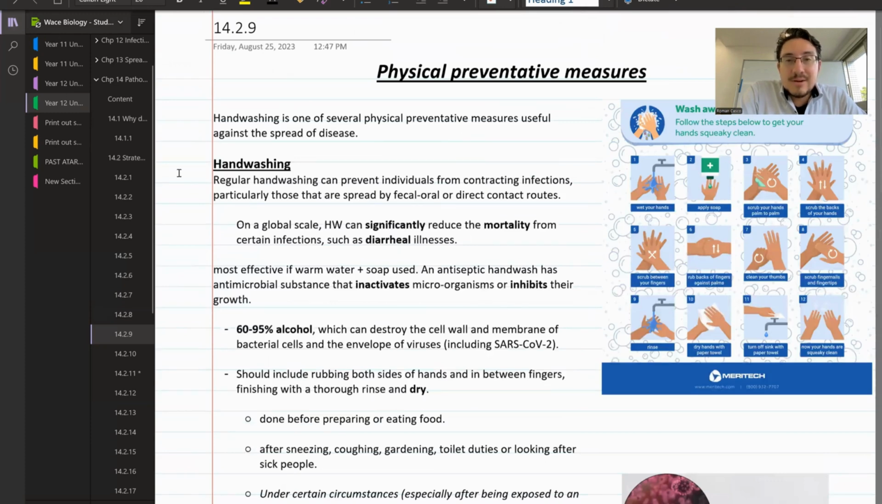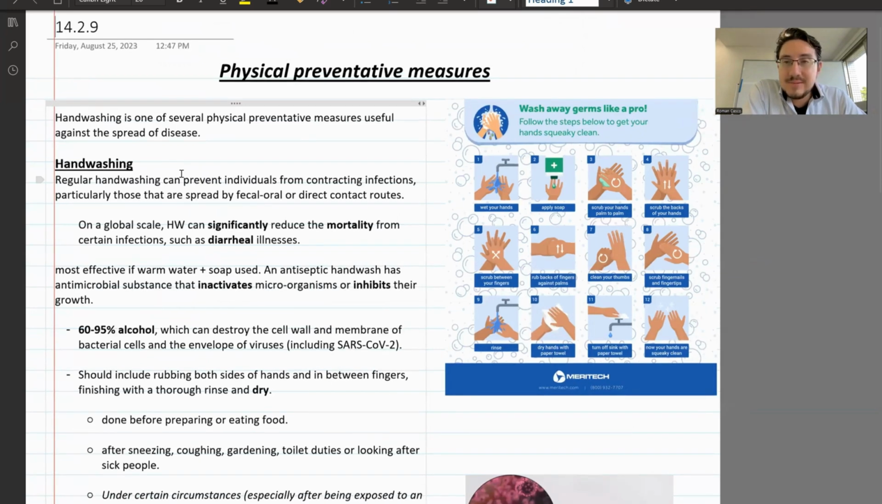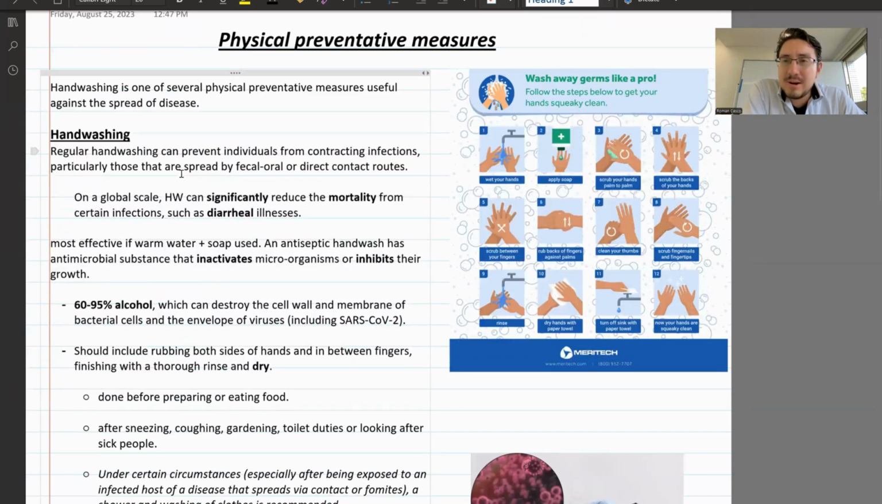So, number one, hand washing. Always wash your hands, guys, after you eat, after touching any surface, or periodically. It's just good to wash your hands. It's one of the more useful measures against the spread of disease. If you have your hands dirty, you put soap. Soap has antibacterial properties that can destroy the cell wall, and it can also just clean everything out, slip it off your hands. Regular hand washing can prevent individuals from contracting infections, especially those spread by fecal-oral or direct contact routes.